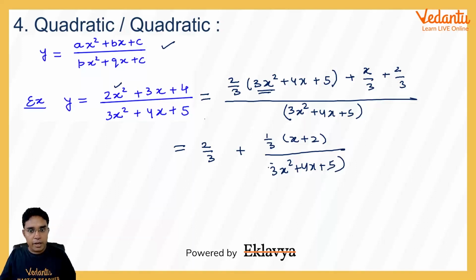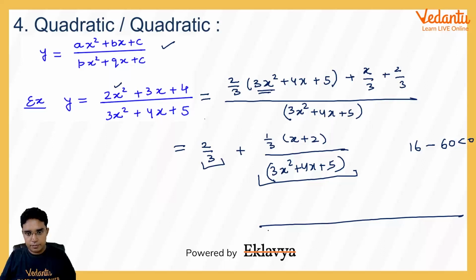Now if you want to make the graph, I think linear upon quadratic, one of these scenarios which I have discussed already, you can make use of, and then you can find the graph and you can find the range. This 2 by 3 will be added to every value corresponding to this linear upon quadratic. In fact, if you check, this denominator is having 16 minus 3 into 5 into 4, I think 60, so it is negative. So the denominator is not having real roots. So I think the graph, if you remember, it was like this.